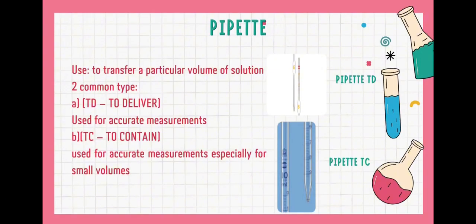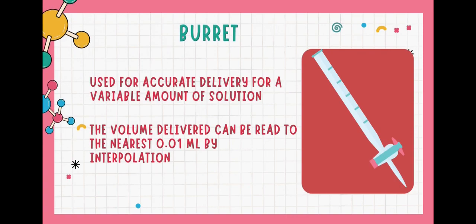Pipette is used to transfer a particular volume of solution. There are 2 common types. 1 is TD, to deliver, used for accurate measurements, and 2 is TC, to contain, used for accurate measurement, especially for small volumes. Next, we have the burette, used for accurate delivery of a variable amount of solution. The volume delivered can be read to the nearest 0.01 ml by interpolation.